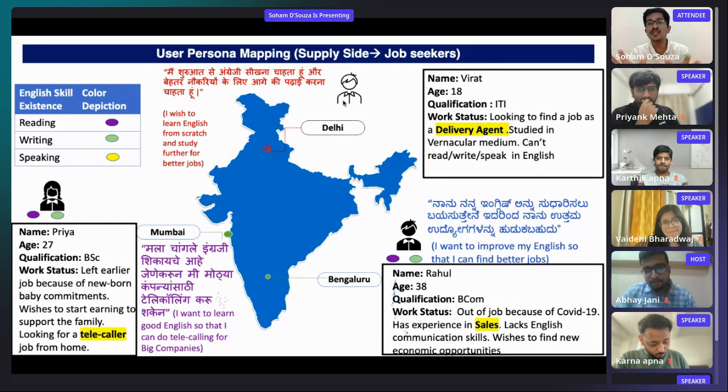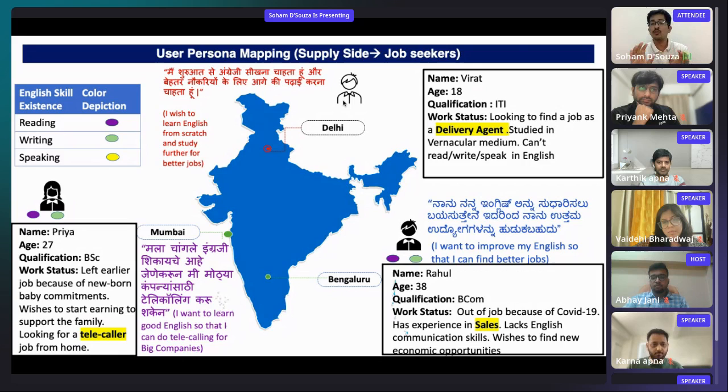So I focus this PPT on three things: telecallers, delivery agents, and sales, working in three primary cities, that is Delhi, Mumbai, Bangalore. This is based on the inputs that we got from the Apna team. Second is Virat. Virat is from Delhi. He's just completed his ITI. He's looking for a stable job, and he realized that in the pandemic, delivery boys have fairly stable job security, because whether it's a lockdown or not, delivery people will always be bringing food or e-commerce to your doorstep. He realized that, and he can drive a vehicle. He cannot speak English at all.